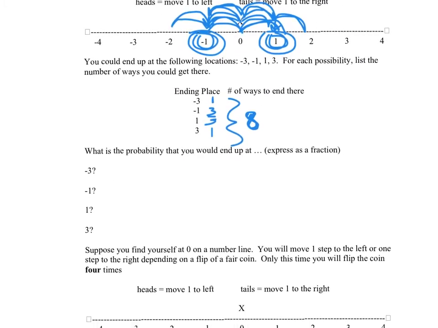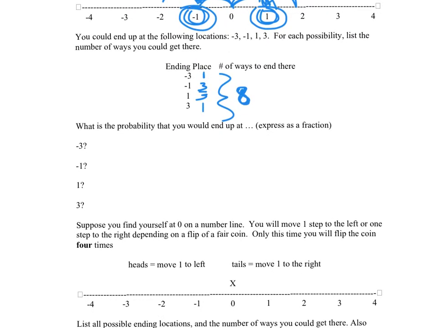Given that information, since there's only one way to land on -3 and there's 8 possible things that could happen, the probability of landing on -3 is 1/8, which will be the same for 3. And since there's 3 ways to land at -1 and 8 possibilities, it's 3/8, and same for 1. And these should always add to 1. All the possible probabilities would add to 1, of course. Okay, moving on.